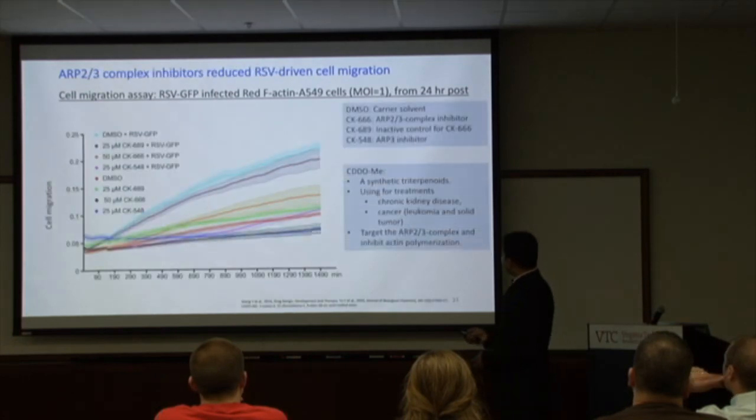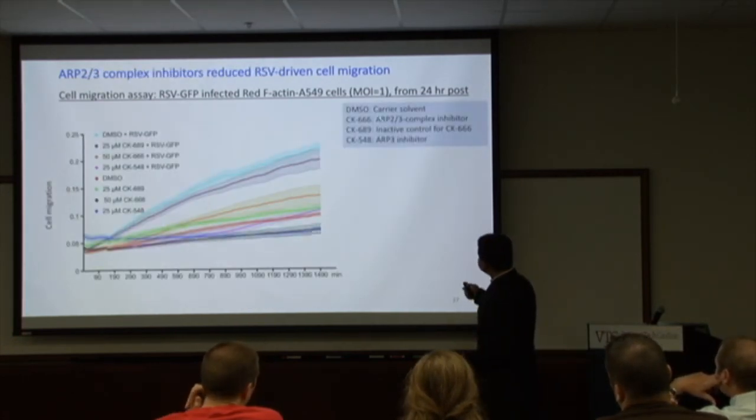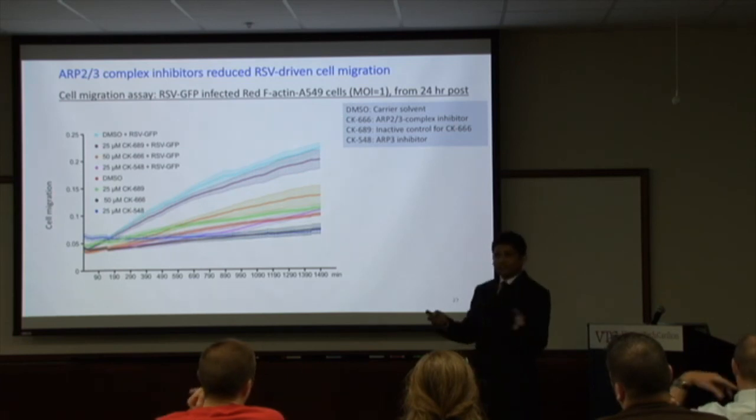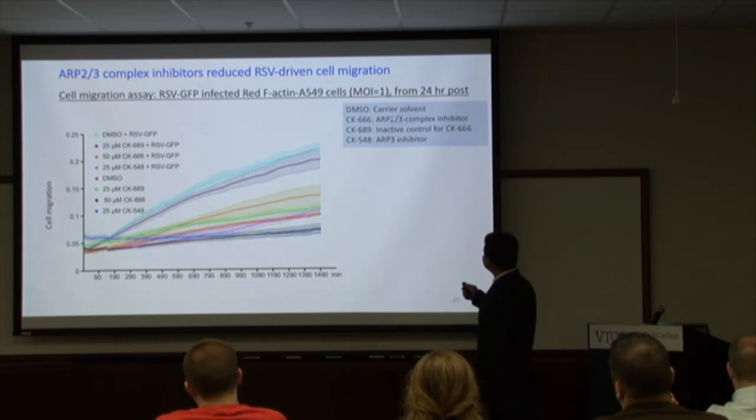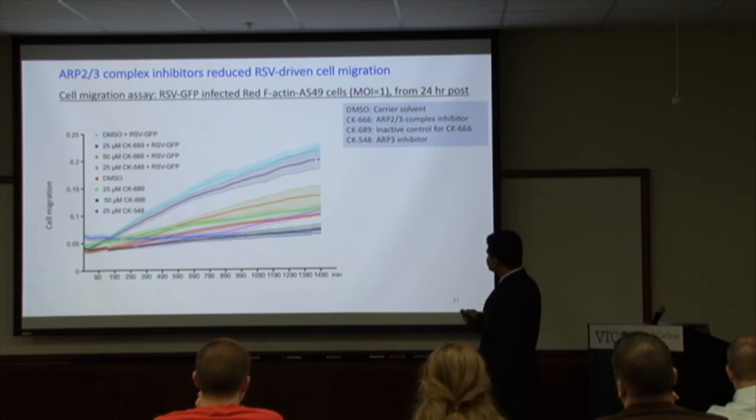And exactly, we found that we used first CK666, a potential inhibitor for the ARP2/3 complex. And I also used an inactive control, 689. As you can see, the blue line shows RSV migration as expected. We used 689 as an inactive control, and the inactive control did not reduce migration that much. But if you see CK666, the migration reduction is substantial.